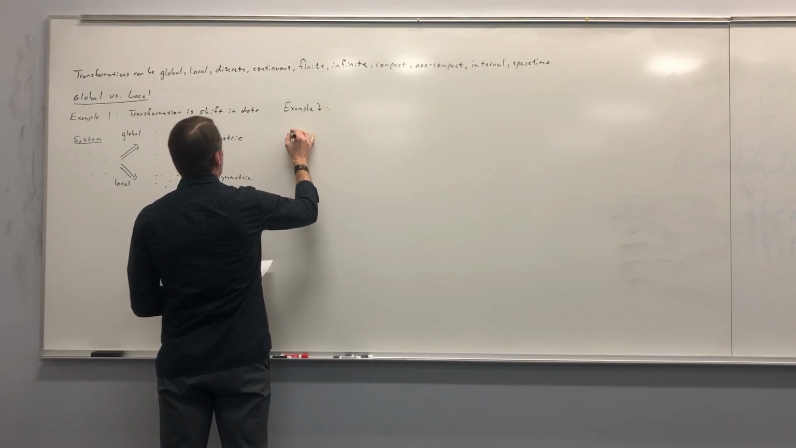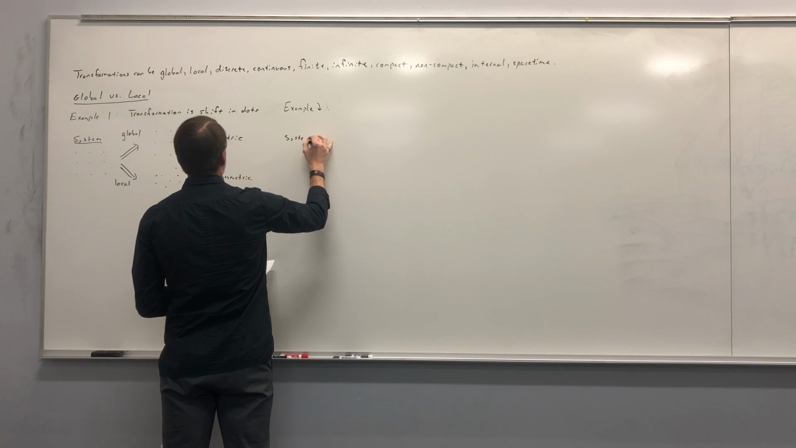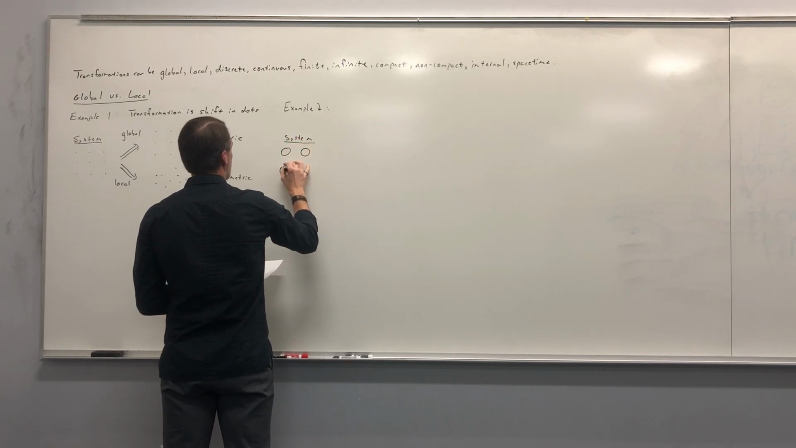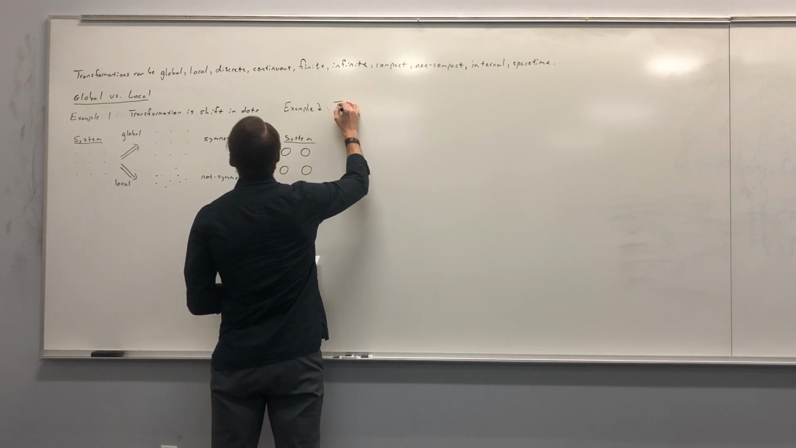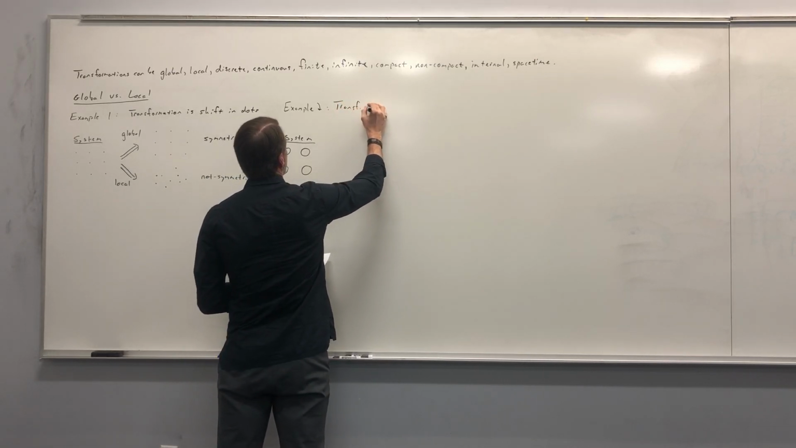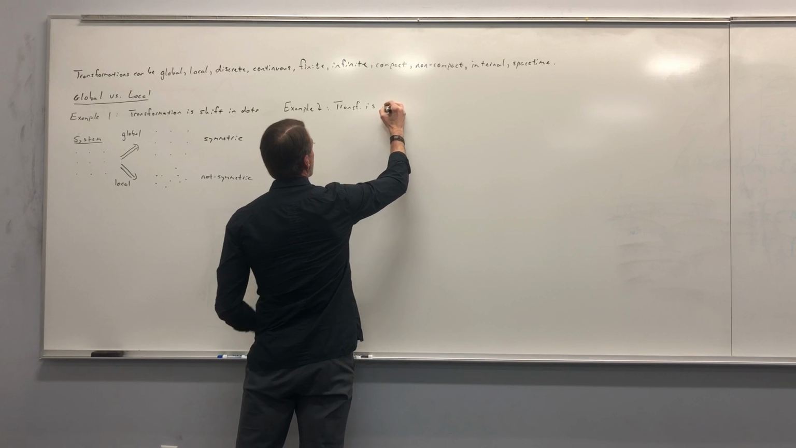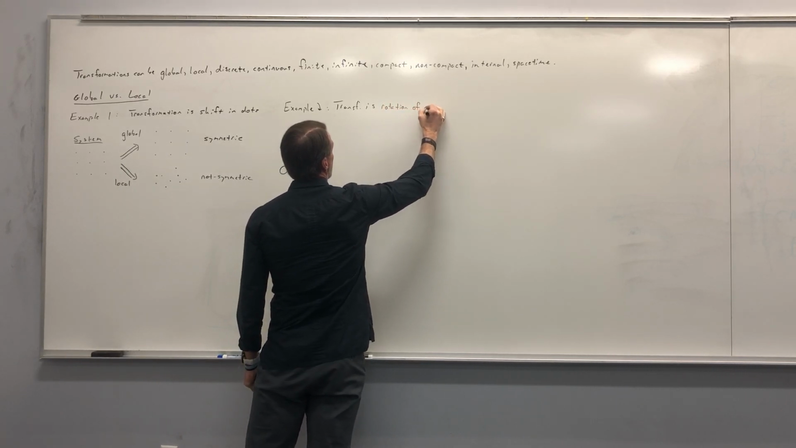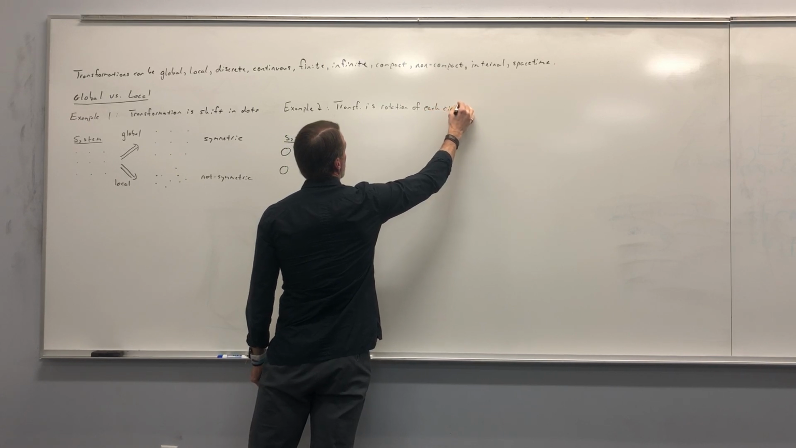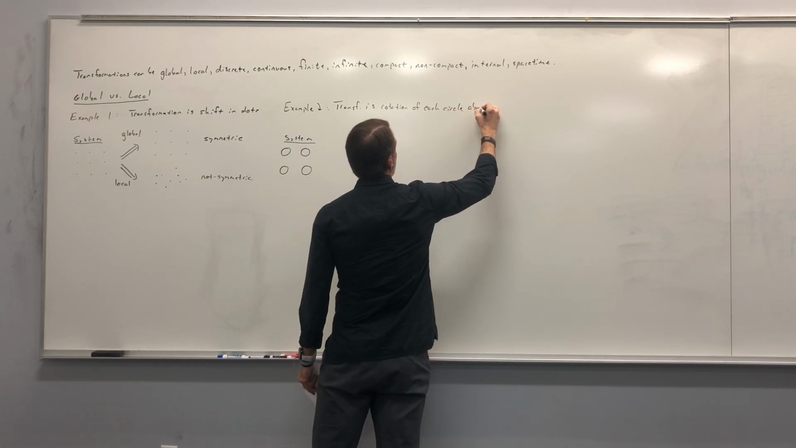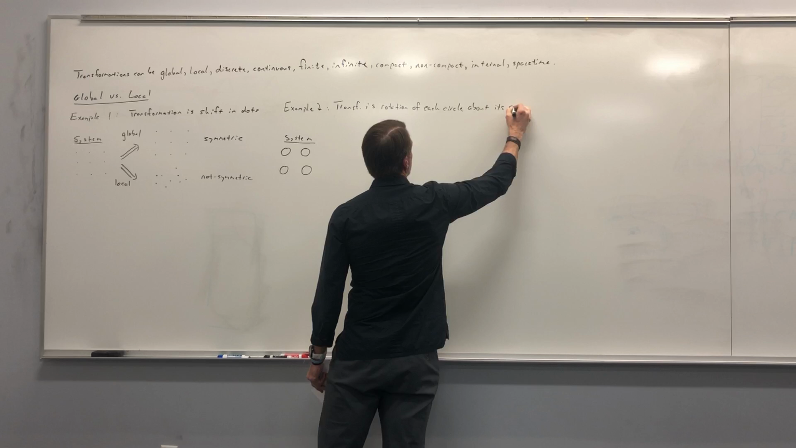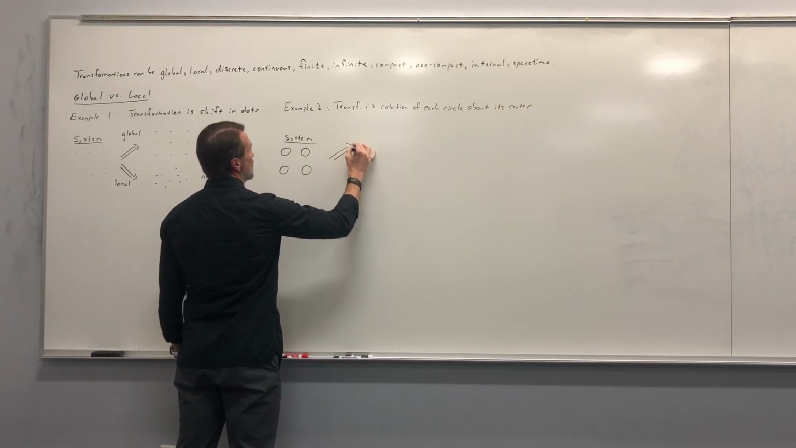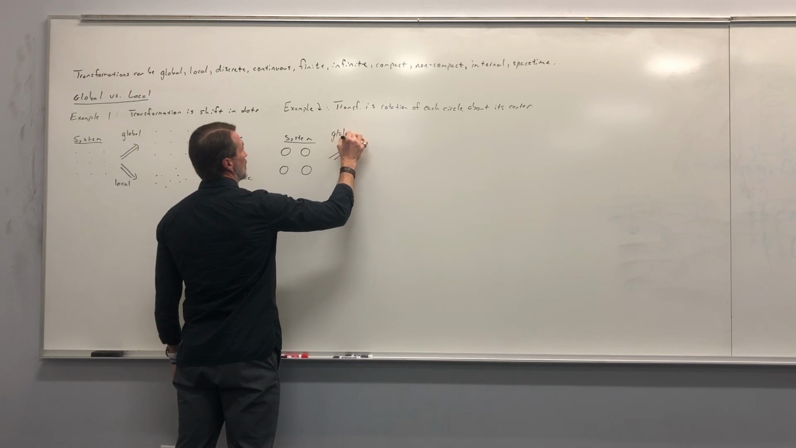Our system is going to be a set of circles, and our transformation is a rotation of each circle about its center. Okay? So if I do this globally, what do I end up with?